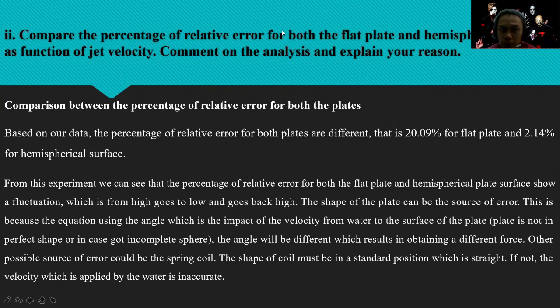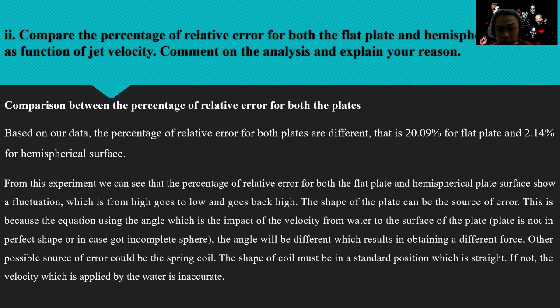No, there is one more. Compare the percentage of relative error for both the plates. So we must compare for both the flat plate and hemispherical surface as a function of jet velocity, and we must comment. Okay, first of all, the percentage of relative error for both that we get is different. What we get is 20.09% for the flat plate and 2.14% for the hemispherical surface.